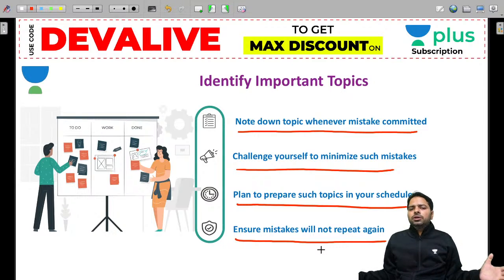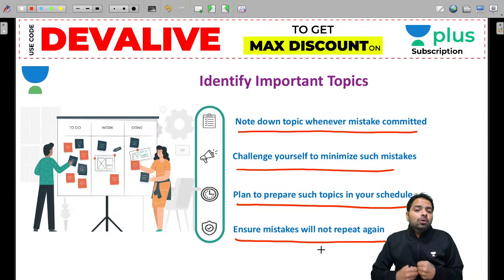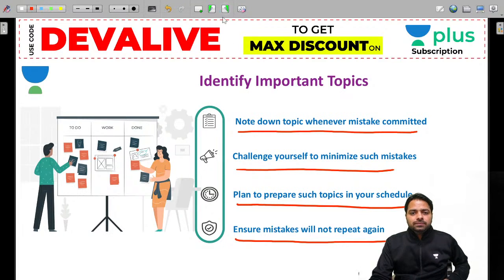And of course you can do this for every topic, but if you want to save your time, then just focus on important topics, and more strength and more work should be put into the important topics. Is that clear? Yes, this has to be done for the important topics.